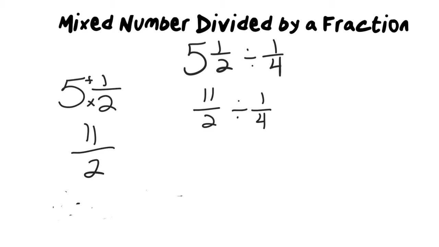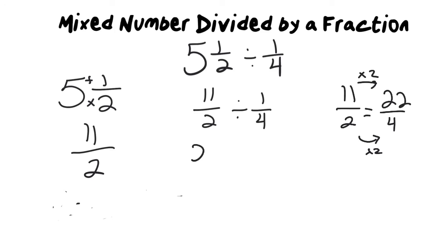Okay, so then we still have to follow the same rule. We have to have that common denominator. They do not right now, so 11 halves to be out of a 4th would be 2 times 2 is 4. So we would have to do 11 times 2 here, which is 22. So then we'd rewrite the problem one more time.